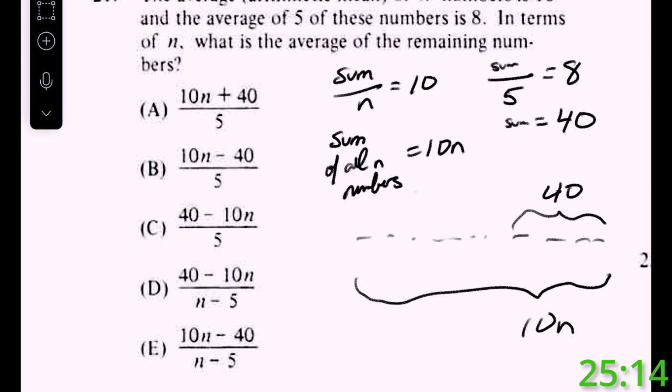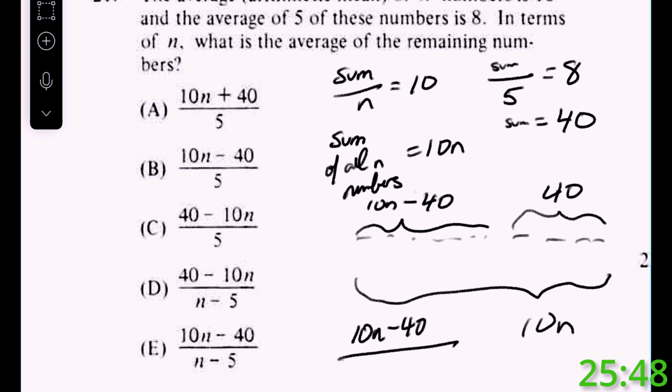So what's the average of the remaining sum? All right, so what's left? The sum of those remaining numbers is going to be 10n minus 40, right? The whole thing is 10n. The sum of 5 of them is 40. So 10n minus 40 is the sum of the remaining. And I need to divide that by how many numbers there are. So 10n minus 40 divided by how many numbers are there? Well, n minus the 5 that we took the sum of. Hey, look at that. E.